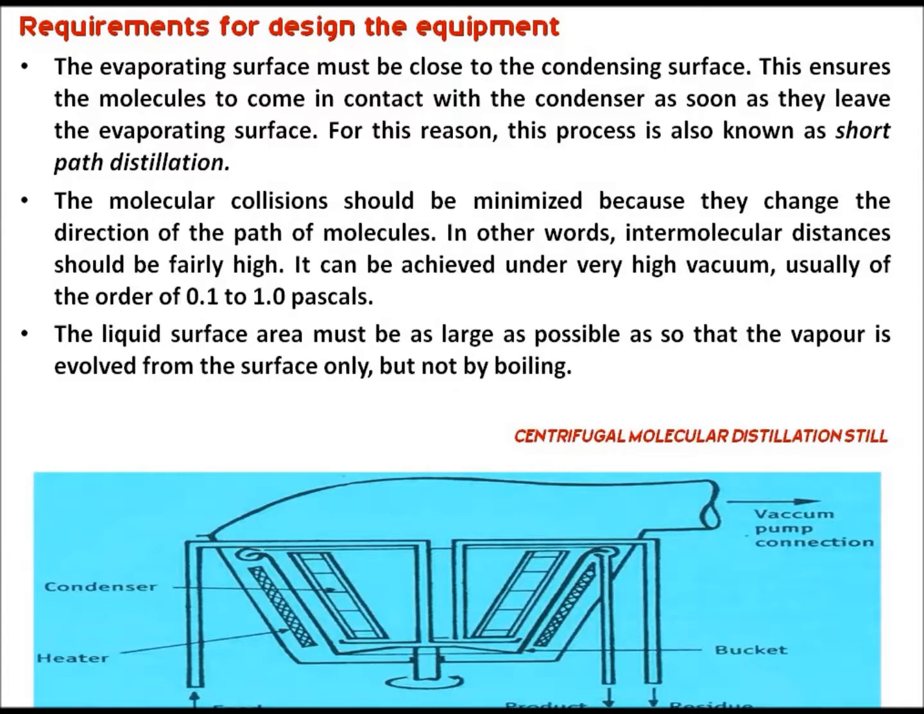The liquid surface area must be as large as possible. Why? So that the vapor is evolved from the surface only, not by boiling. Here you see the surface area of the liquid is very large, because it is put in this part, right? Once the vapor is produced here, it will immediately come to the condenser, right? This type of process is also known as evaporation distillation.